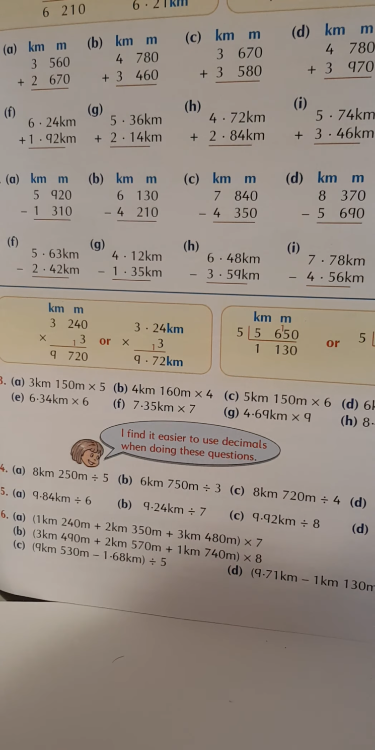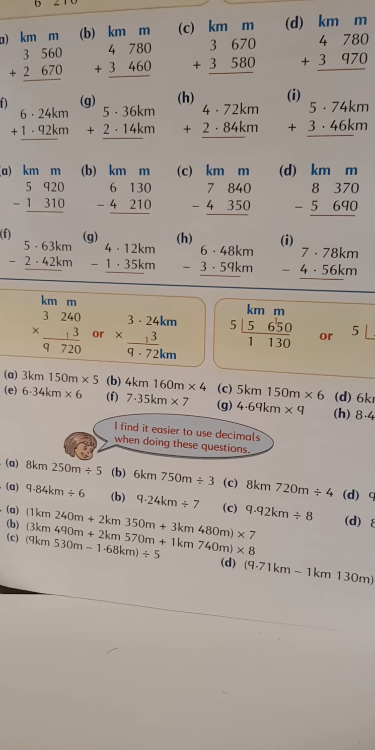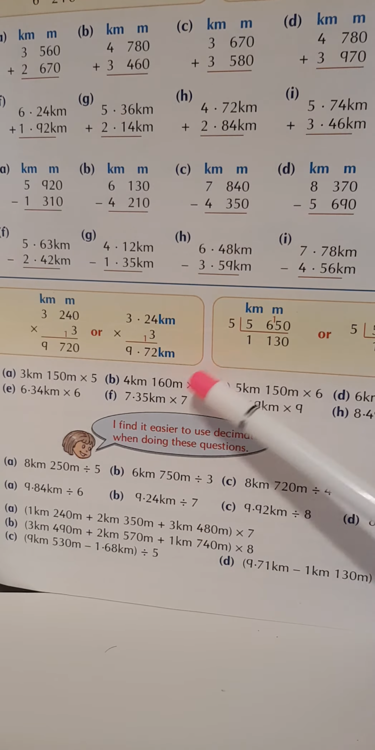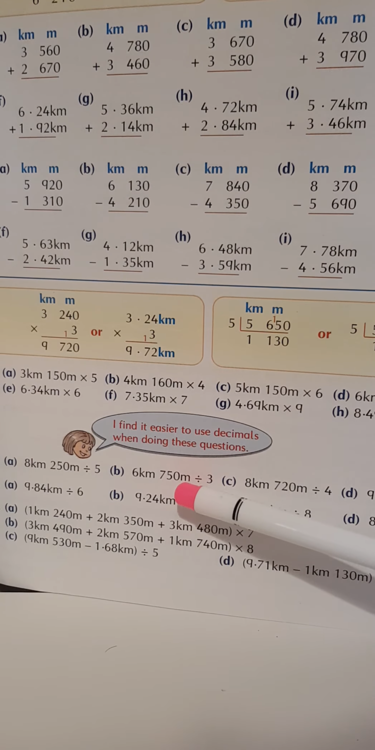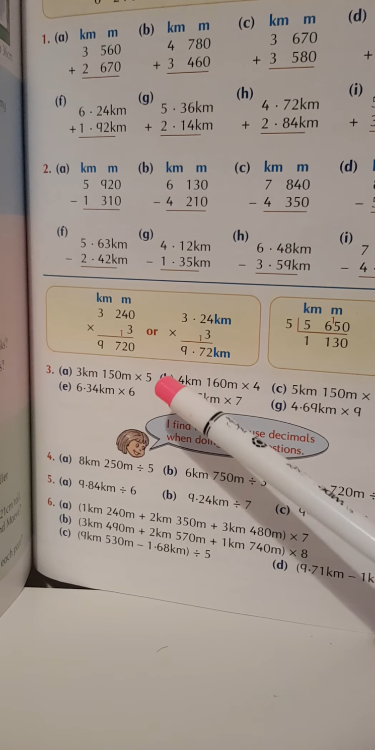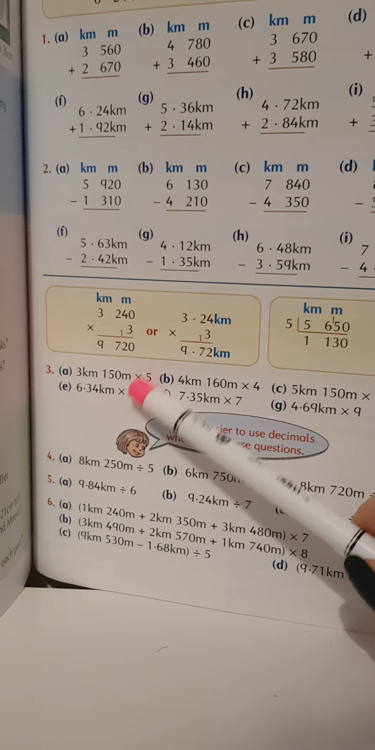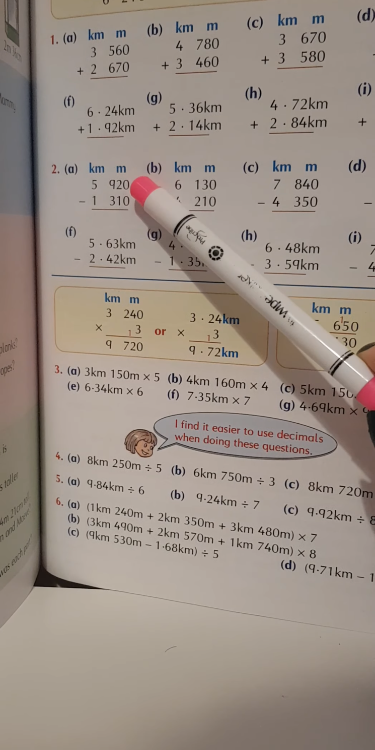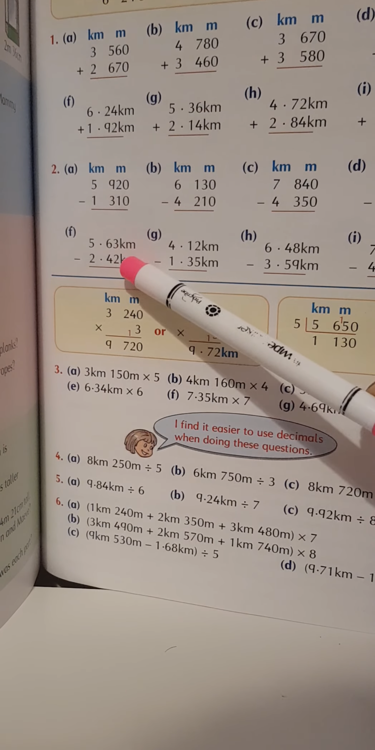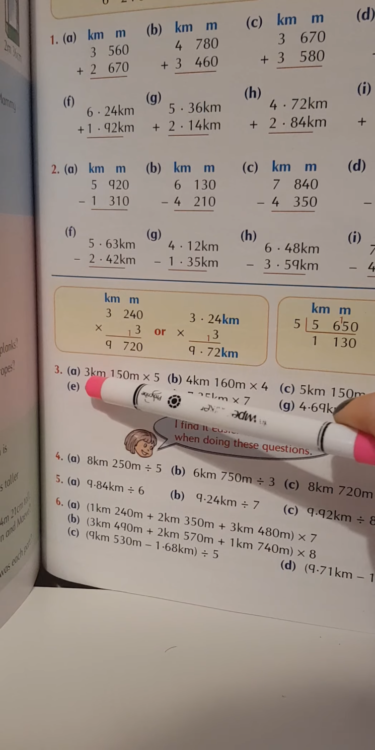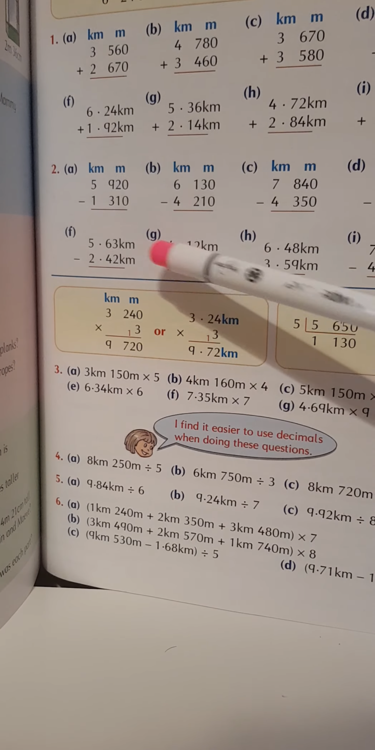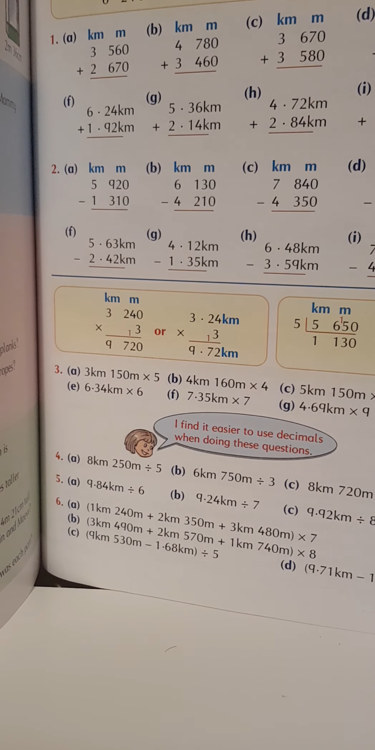Hi everyone, we're still on page 113 and we're moving on to multiplication with meters and kilometers and division with meters and kilometers. So if you look at question 3, they put the two types together. They used to be separated like this, and now they've done the two types together in a line instead of as a sum. So that's fine. All that means is that we turn it into a sum ourselves.